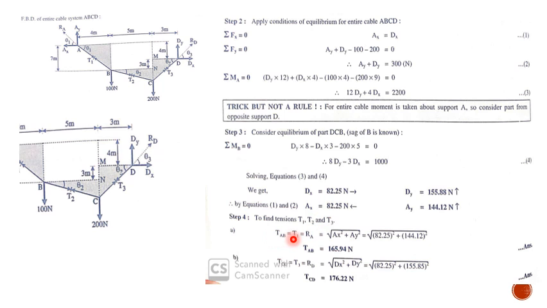So we'll get the value of T1 as 165.94 Newton, and tension T3 as 176.22 Newton. Now only T2 remains to be found. We can find the value of theta 1 as tan inverse of Ay upon Ax, and theta 3 as tan inverse of dy upon dx. If I get the values of theta 1 and theta 3, by geometry I'll get the value of theta 2, which we are going to do in the next slide.